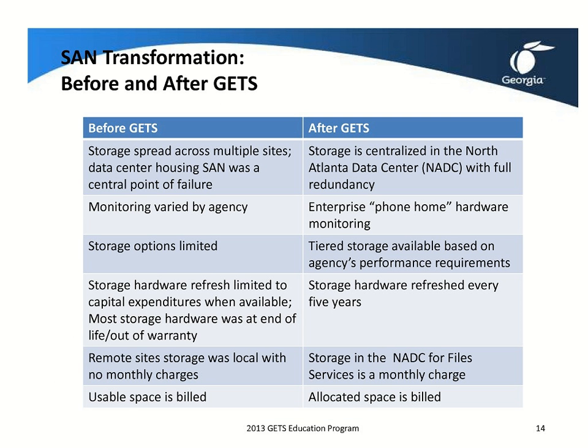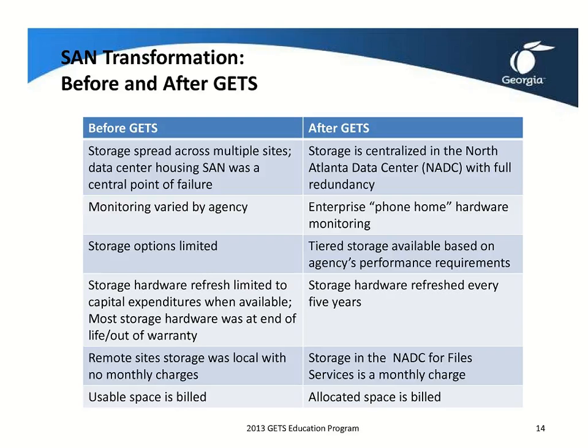We always like to show a picture of transformation before and after GETS. So here we have before GETS, the storage spread across multiple sites, and data center housing SAN was the central point of failure, but today we're moving storage into the North Atlanta data center, and it has full redundancy.